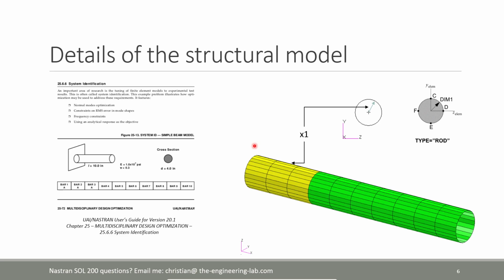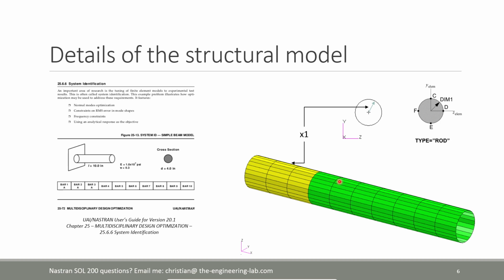Now let's quickly talk about the structural model. I found this example in the UAI Nastran Users Guide. This example is found in Chapter 25, Section 25.6.6. Now, let me quickly go over how this example is configured. This example is not 100% the same example, but it's very similar. It's a derivation of that same example found in the UAI Users Guide.